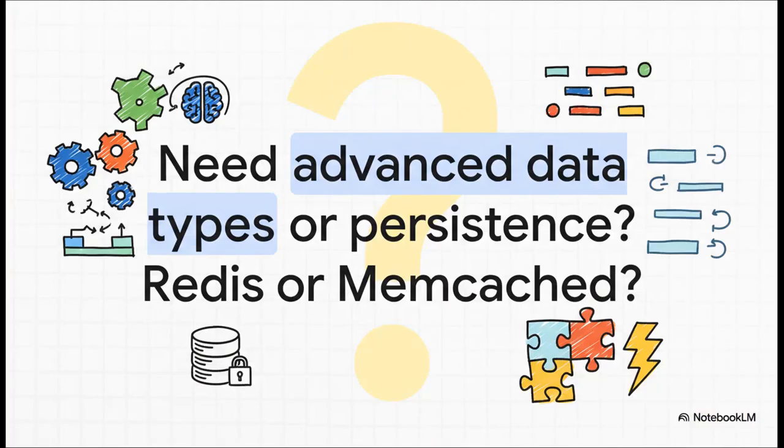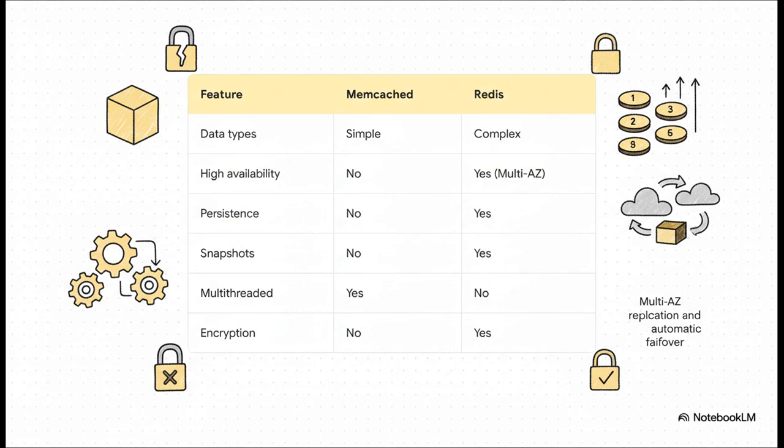This question gets right to the core of the issue. The choice between Redis and Memcached isn't just about raw speed, it's about the features you need. So when an exam question starts talking about specific data structures or things like backups and high availability, well, those are huge clues pointing you to the right answer. This table tells you everything you need to know.